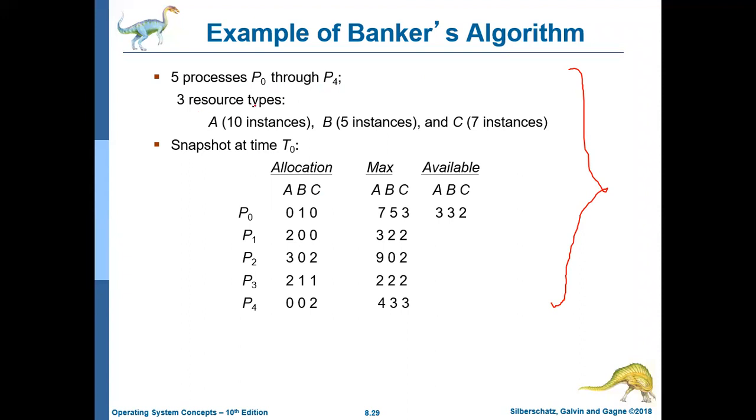3 resource types means R1, R2, R3. You can say A, B, C. You can say anything. 3 resources we are having. Here we are saying that the 3 resources are A, B, and C. Total number of resources we have been given: 10 instances of A, 5 instances of B, and 7 instances of C. Snapshot at time t0.